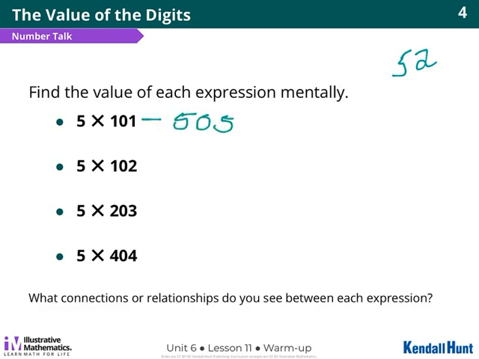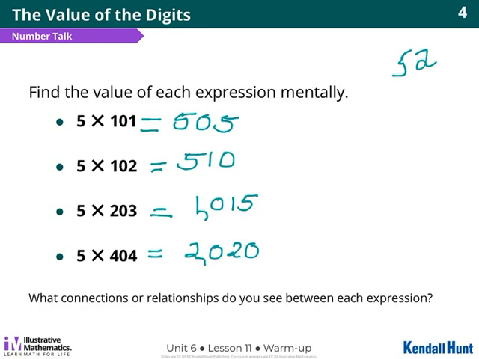505. Yep. And what is 5 times 102? Aubriella. 510. What is 5 times 203? Brooks. 1015. 1015 is correct. And 5 times 404. Okay, Bella. 2020. Yeah, I agree.